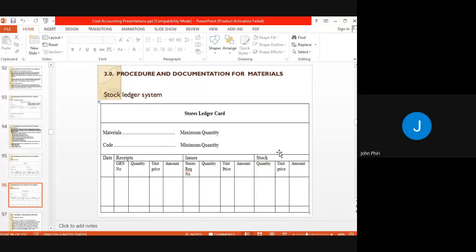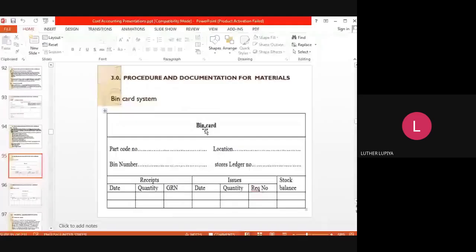So here is another one. So before you go further. Yes, Luther. Can you? Yes. Oh, yes. Is this receipt or received? Is that both? Yes.